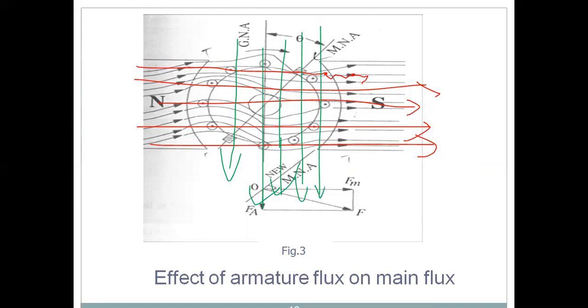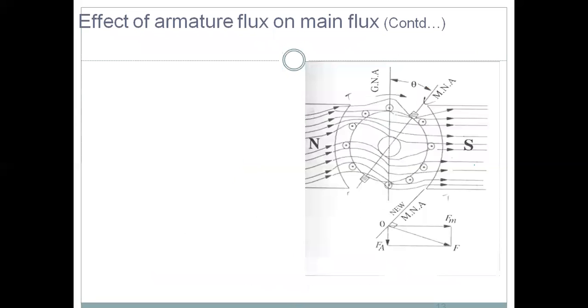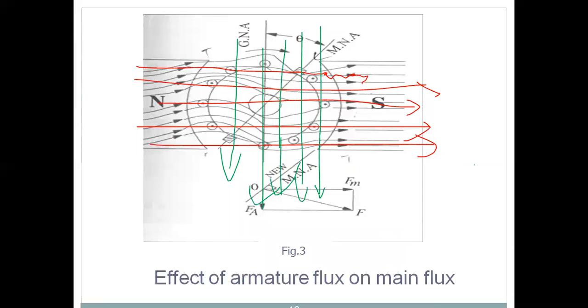Due to that, it is giving two types of effects, explained in my previous slides. Those two effects are the demagnetization effect and the cross magnetization effect.